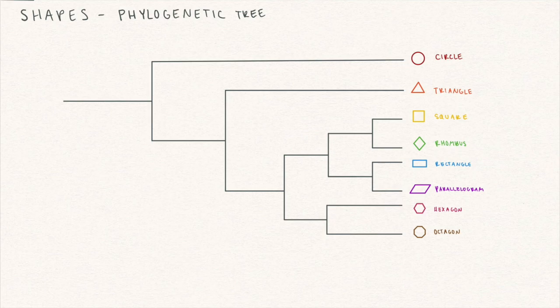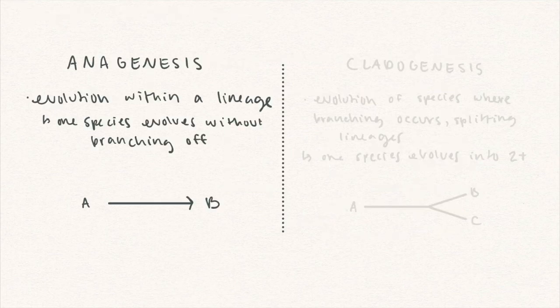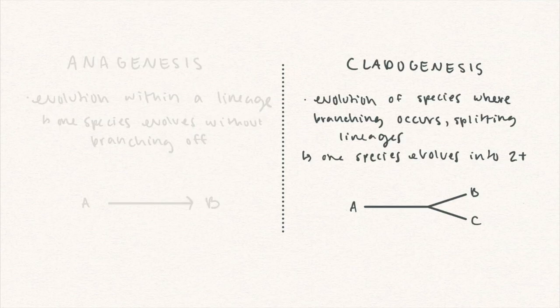In order to understand why this is set up this way, let's talk about some crucial definitions. First, we have anagenesis. Anagenesis is the evolution of one species without branching off. This means that one species will evolve into one species. Cladogenesis is where the evolution of one species branches and results in at least two different species.